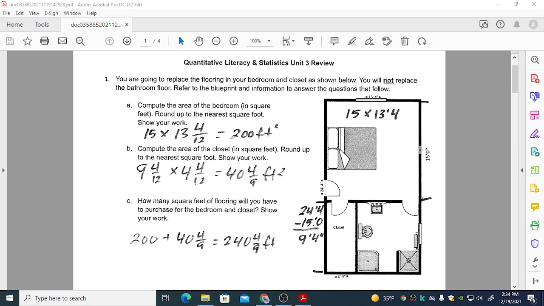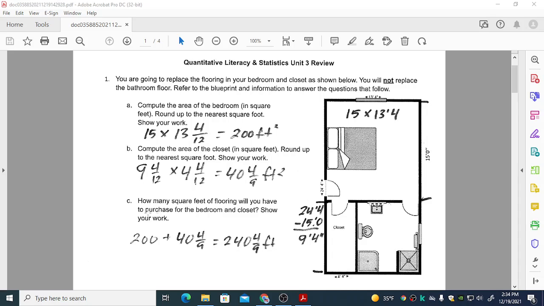So we have to take that 15 feet that's over here and subtract it from this total length, which is 24 feet 4 inches. I did that calculation here. 24 feet 4 inches minus 15 feet is 9 feet 4 inches. So I multiply 9 and 4/12 times 4 and 4/12. Those are the dimensions here of the closet.